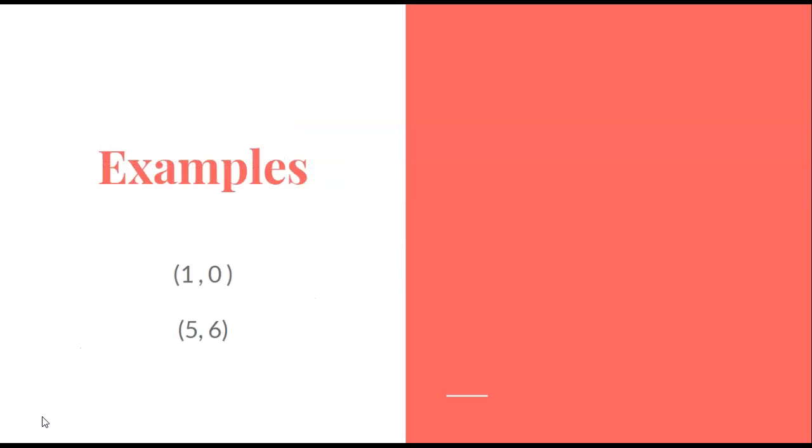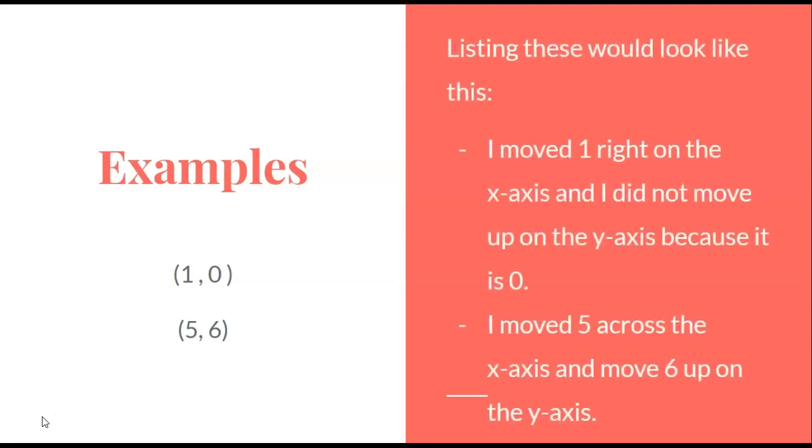So here are our examples. 1, 0, and 5, 6. If we were listing, these would look like this, or something close to this. For the first one, you might say, I moved 1 right on the x-axis, and I did not move up on the y-axis because it is 0. Notice that it's basically telling me how you get to your point on your coordinate plane. Moving 1 right because it's on the x, and you did not move up because it's a 0, so you're basically staying at 1 on the x.